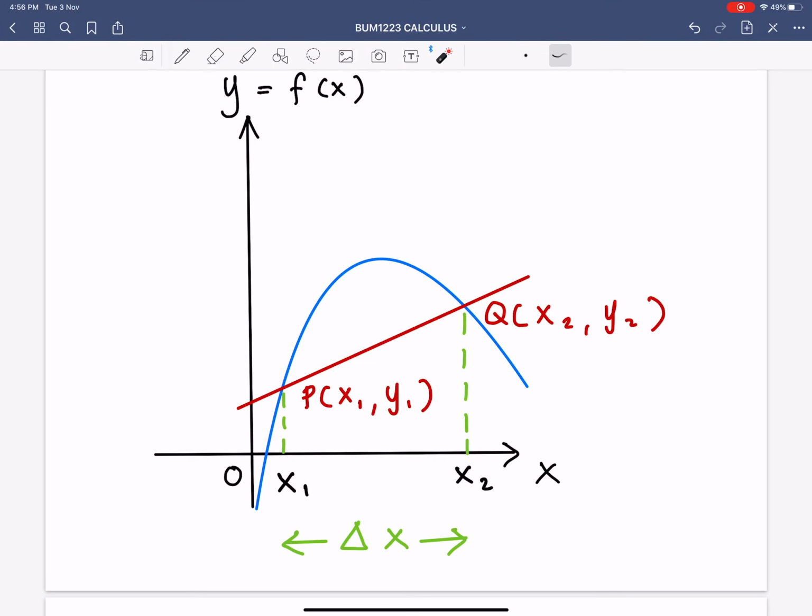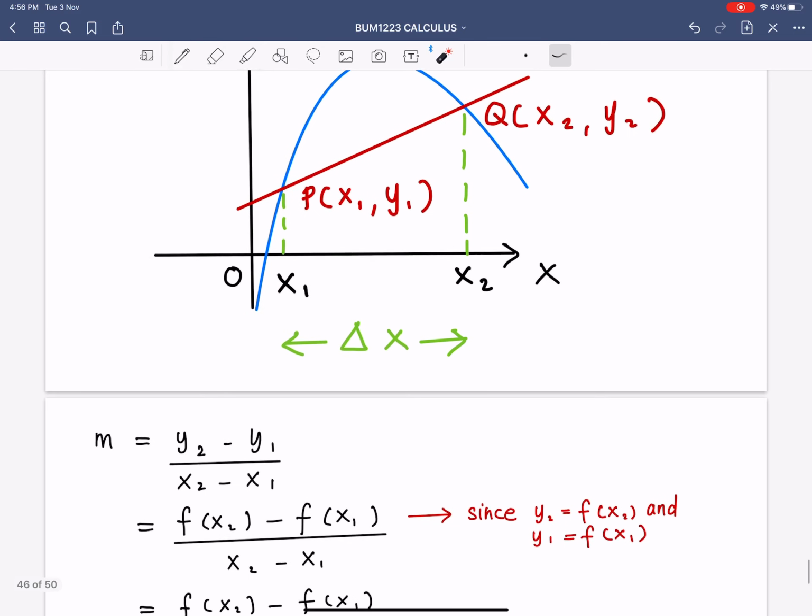Let us study the function y equals f(x). Let P(x1, y1) be an arbitrary point on the curve y equals f(x), and Q(x2, y2) is another point on the curve. Based on what you have learned in secondary school, you know that you can find the gradient m of the line PQ by (y2 minus y1) over (x2 minus x1).